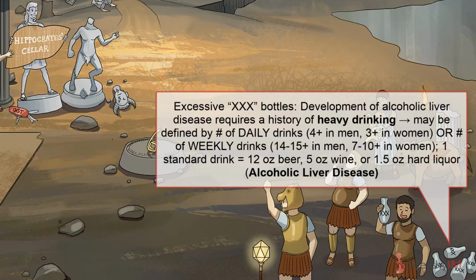If we use daily limits, heavy drinking is 4 or more drinks per day in men or 3 or more per day in women. Alternatively, weekly amounts can be used. Here, heavy drinking is defined as 14 to 15 drinks per week in men and 7 to 10 drinks per week in women. A standard drink contains about 14 grams of alcohol. This is equivalent to a 12-ounce beer, a 5-ounce glass of wine, or 1.5 ounces of hard liquor, about a shot.